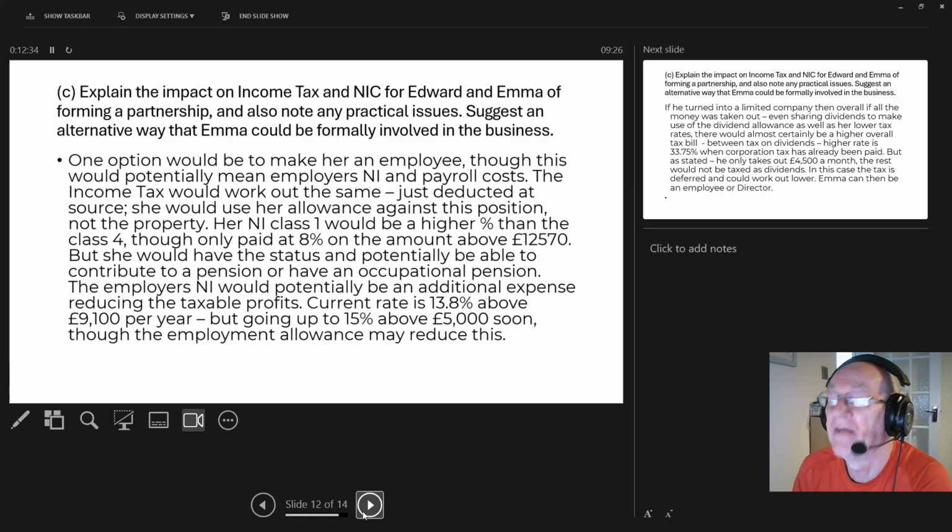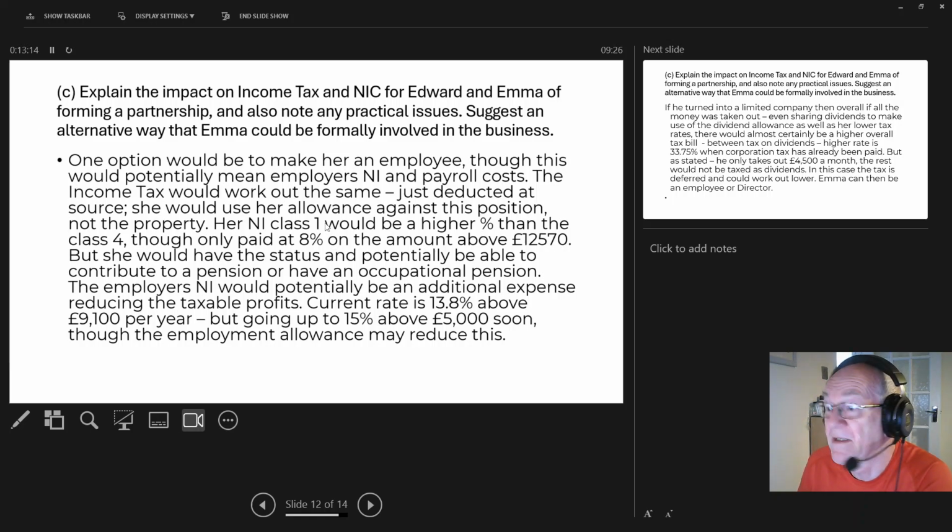So one option is to make her an employee. So Edward could actually employ his wife. Obviously, in marital affairs, you've got to think about the consequence of it. I don't think there's any marks for that in the exam, or anything similar in the exam. So make her an employee. Now this would potentially mean employer's national insurance and payroll costs. Could pay somebody to do the payroll or use some software. The income tax would work out the same. The difference is it's deducted at source, and she would use all of her allowance against this position, all the 12,570, not the property. She's still going to end up doing her self-assessment return though.